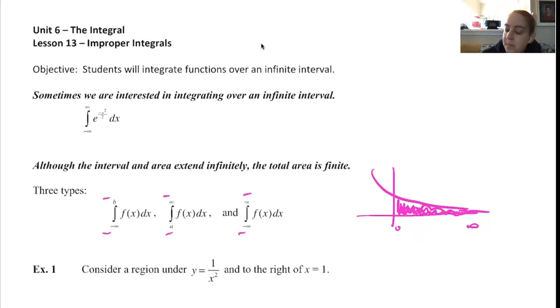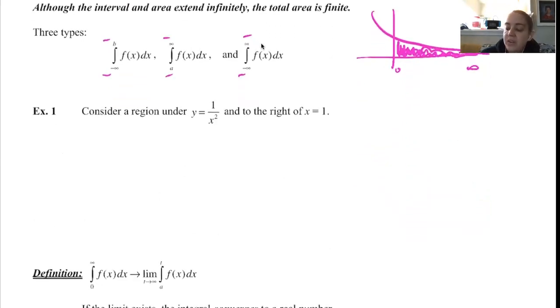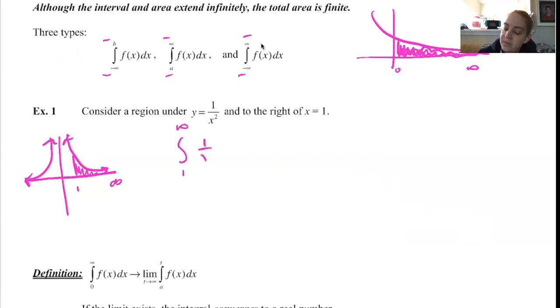So let's look at example 1. Consider a region under y equals 1 over x squared and to the right of x equals 1. So we are going to look at a picture here. 1 over x squared actually looks like this. It's in the first and second quadrants. It's just to the right of 1, so it's over here to infinity. So you are going to set up an integral between 1 and infinity of 1 over x squared dx.